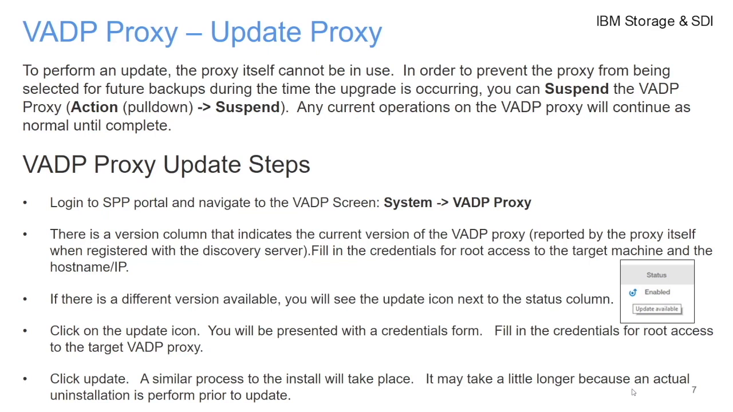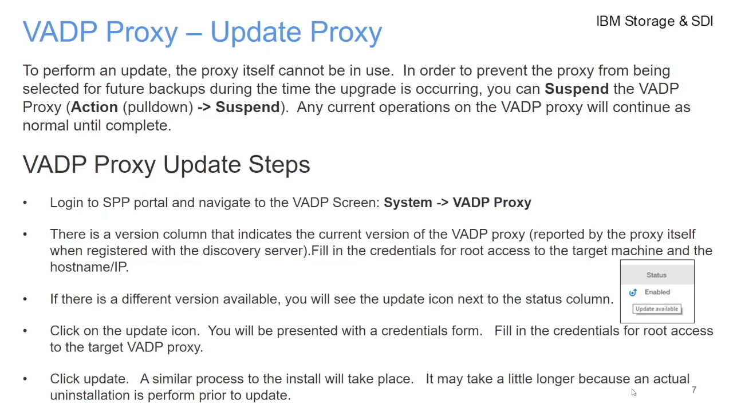Similar thing for the proxy update, you can do that from the GUI. If there is a different version on the VADP proxy, you will see an update icon next to the status column. This blue icon with an arrow gives you the option to click on it, and then you'll be presented with credentials to actually do the update.